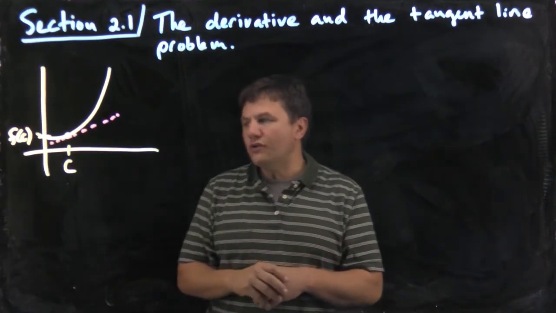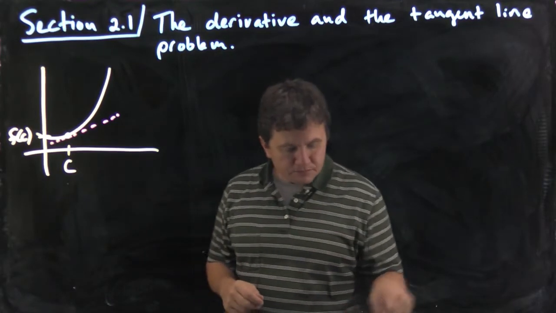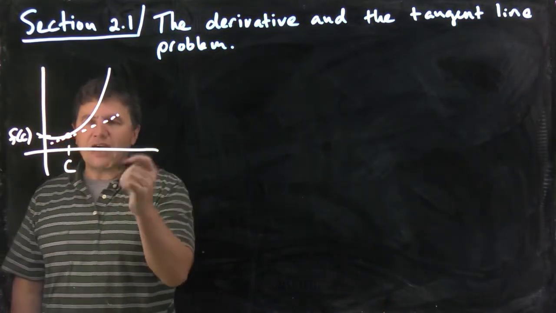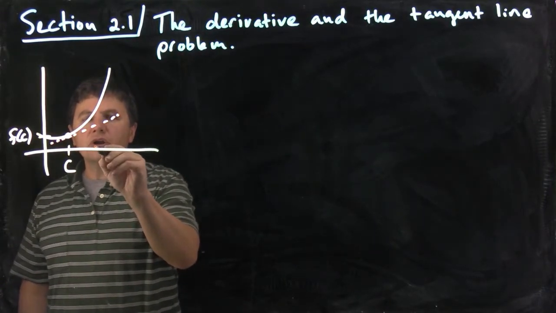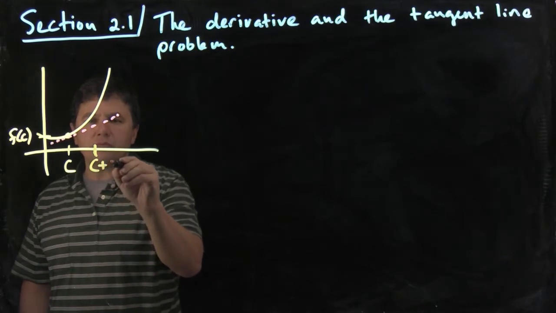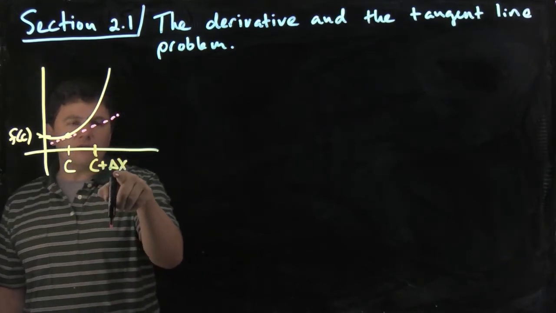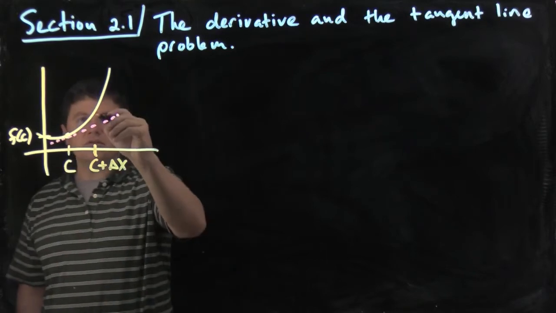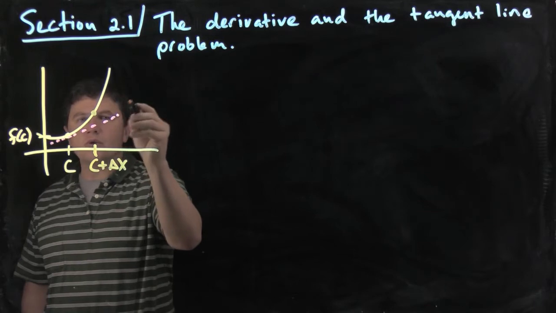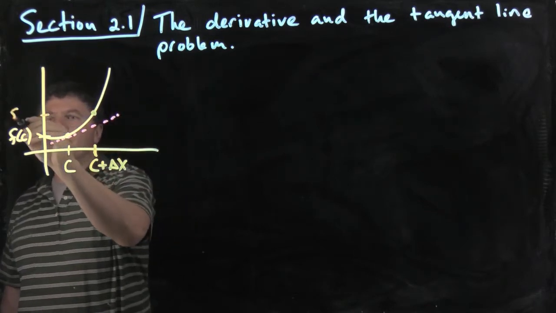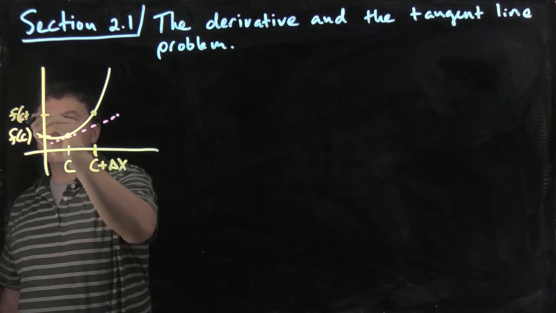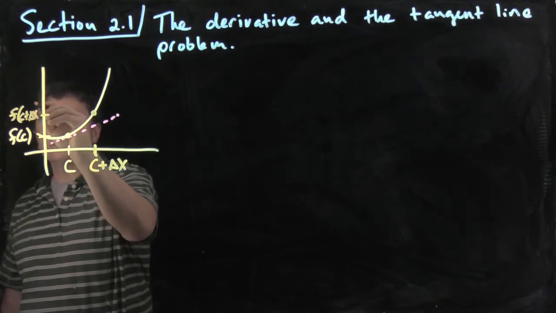So what we need to do is create a second point. C is just some constant, some value that we don't know yet. So we're going to come up with a second point, and we're going to call it C plus delta x. By the way, if you want to use H instead of delta x, that's up to you. I have no problem with that. So we get our second point, okay? And the output would be f of c plus delta x.